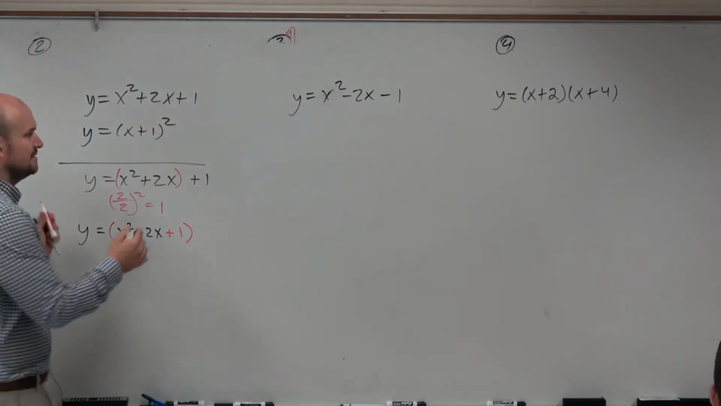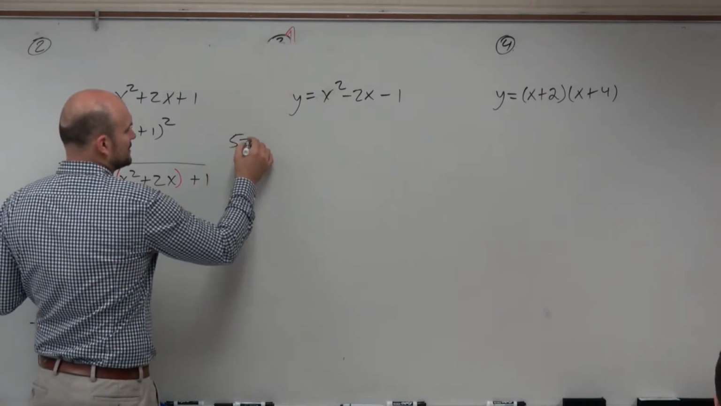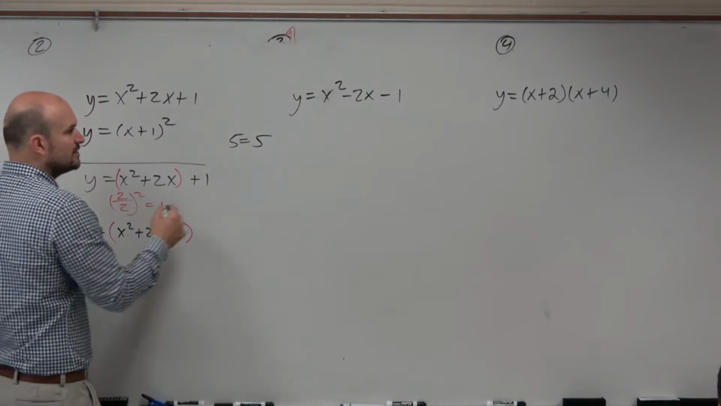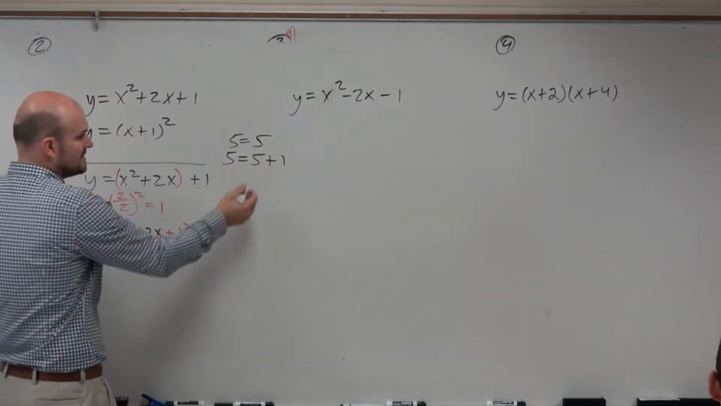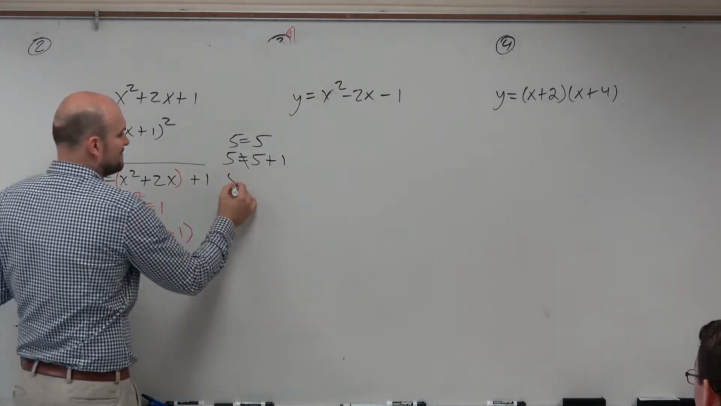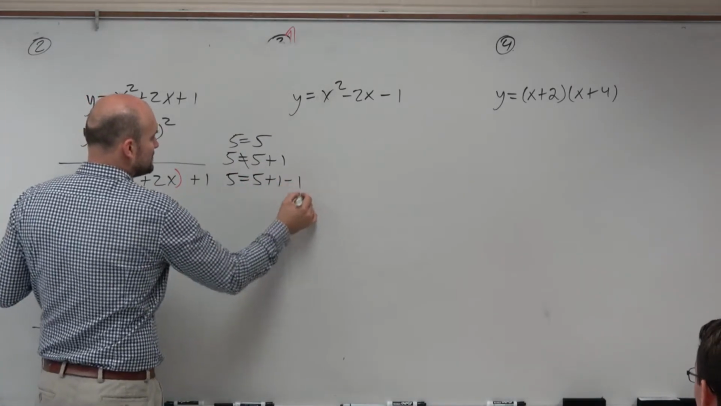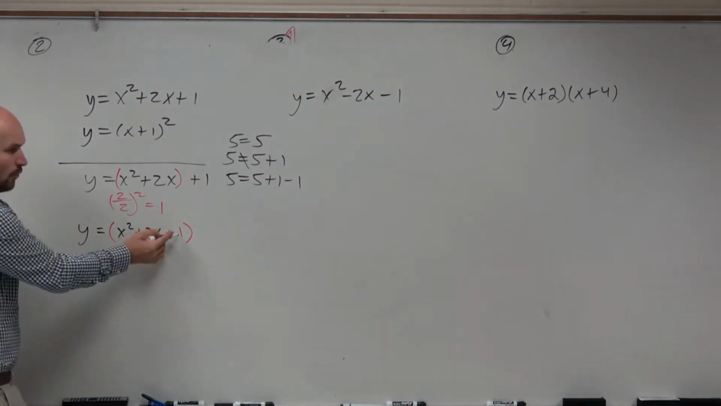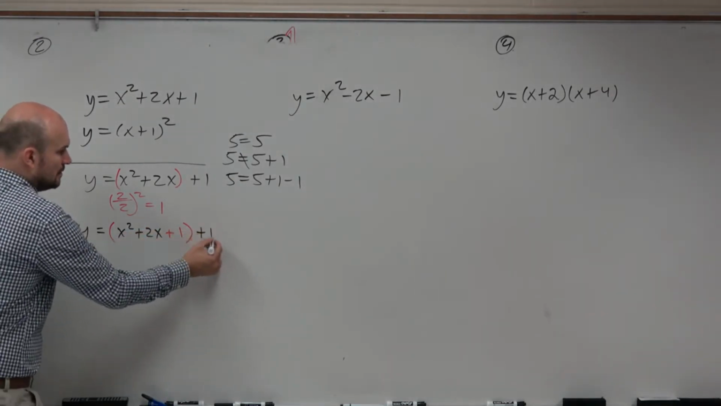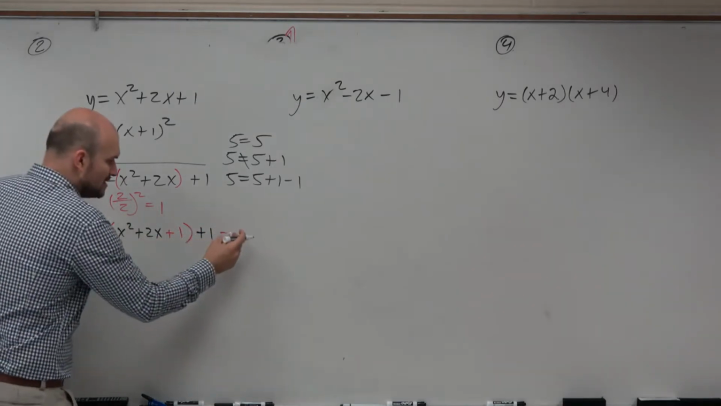But again, guys, if I say 5 is equal to 5, you'd say, OK, correct. And then if I say 5 is equal to 5 plus 1, you'd say, no, that's not correct anymore. But if I say 5 is equal to 5 plus 1 minus 1, you'd say, that's now correct again. Agreed? So if you add a 1, you also have to subtract the 1.